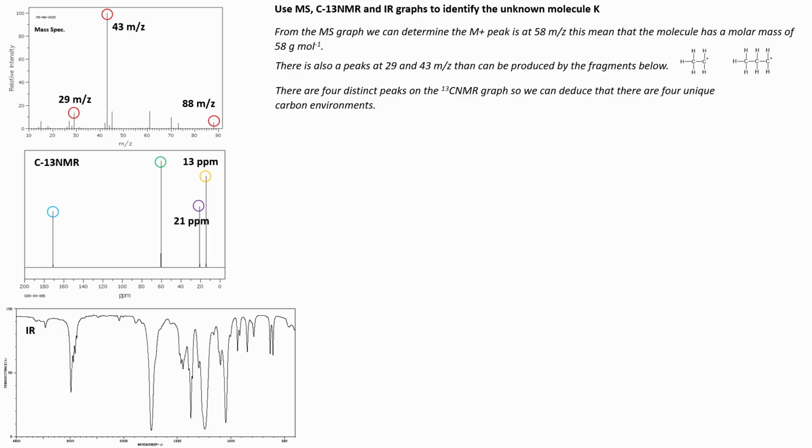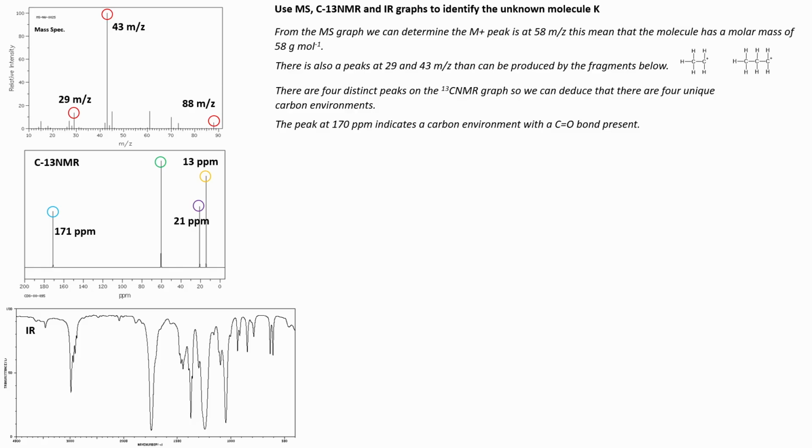Anything less than 20 definitely is not bonded to a more electronegative element like a nitrogen, a chlorine, or an oxygen. But see this one here at 171 parts per million, it's in the range between 160 to 220 where we would have a carbon that is double bonded to an oxygen, or carbonyl group. So we can state that the peak at 171 indicates a carbon environment with a carbon double bond oxygen present. Cool.